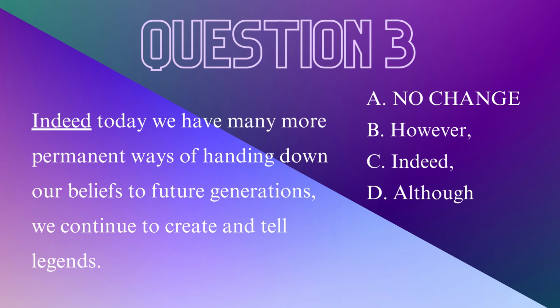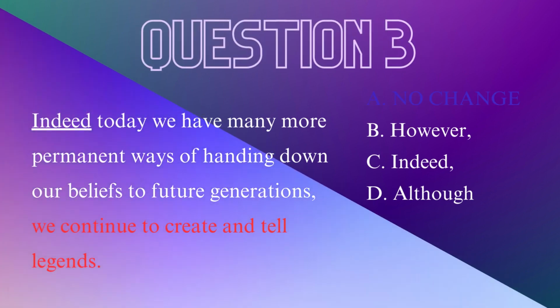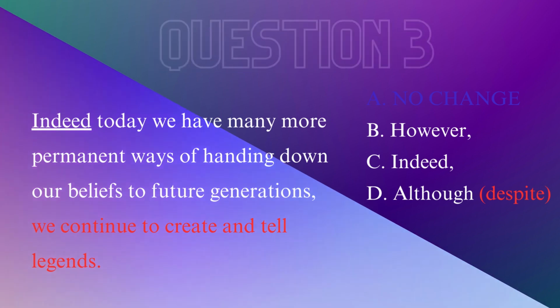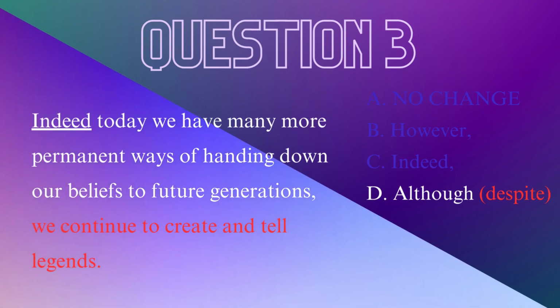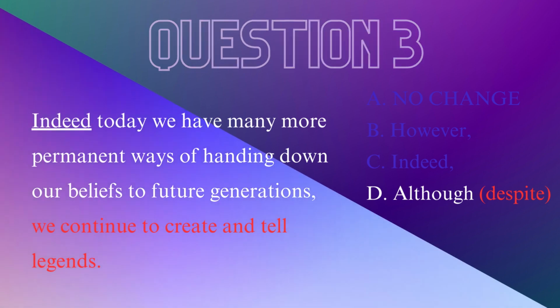Look at these words. So choice D, although. When we use although, it carries a meaning similar to despite. Although today we have many more permanent ways of handing down our beliefs to future generations, comma, we continue to create and tell legends. Despite the fact that we can write and document, we continue to tell stories verbally. That is why D is the correct answer.